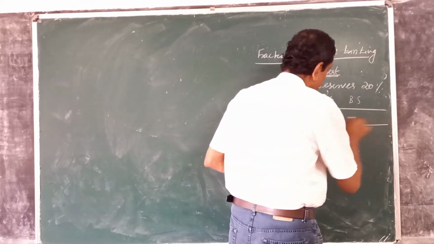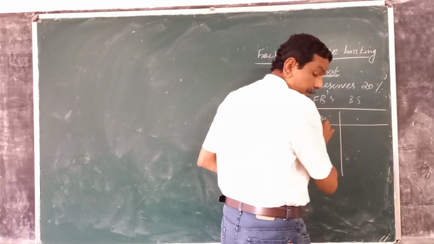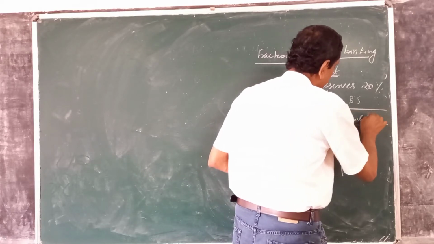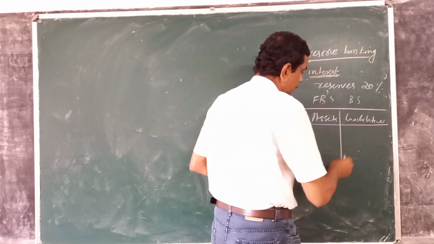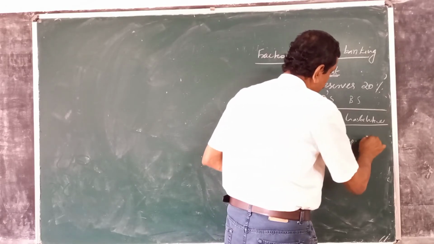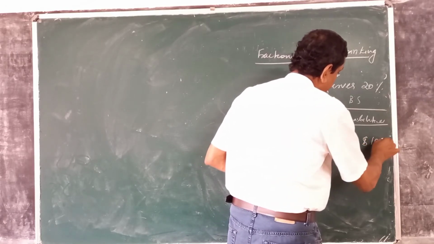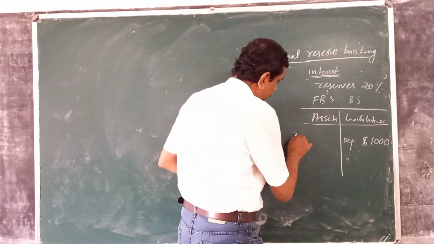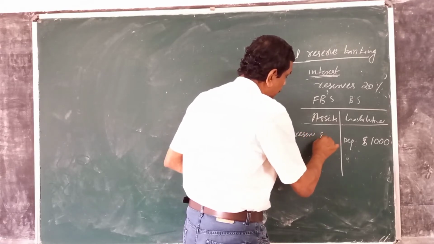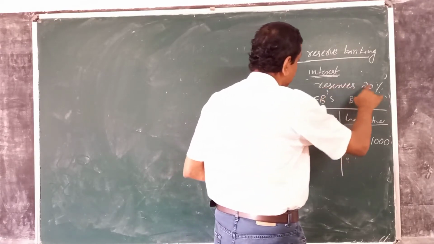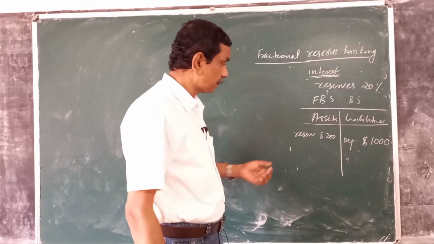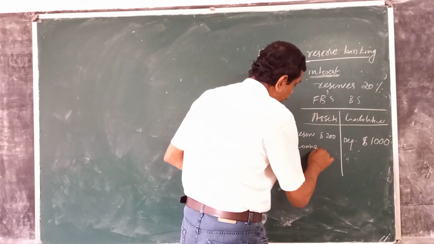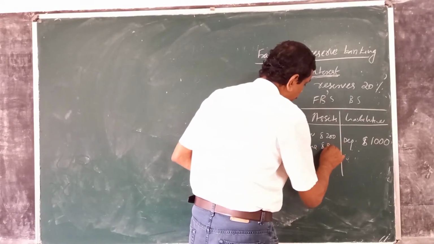Assets, liabilities. Liabilities is the same deposits, $1,000. Now, assets, reserves, $200 because 20% of the deposits is kept in the form of reserves. The remaining 80% or 800 is used to give loans.